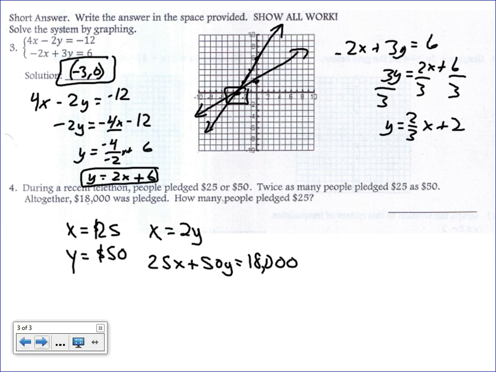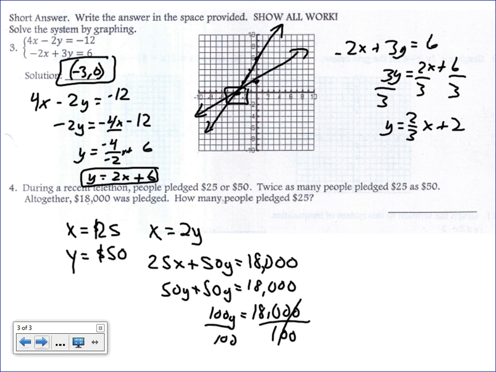Okay, plug in my 2y for x, and that gives me 50y plus 50y equals 18,000. 100y, divide by 100. Y is 180. If y is 180, according to this equation right here, if I put a 180 in for y, x is now 360. And like the problem says, x is twice y. Yesterday, when I originally tried that, I had y as twice x, and this worked out backwards.